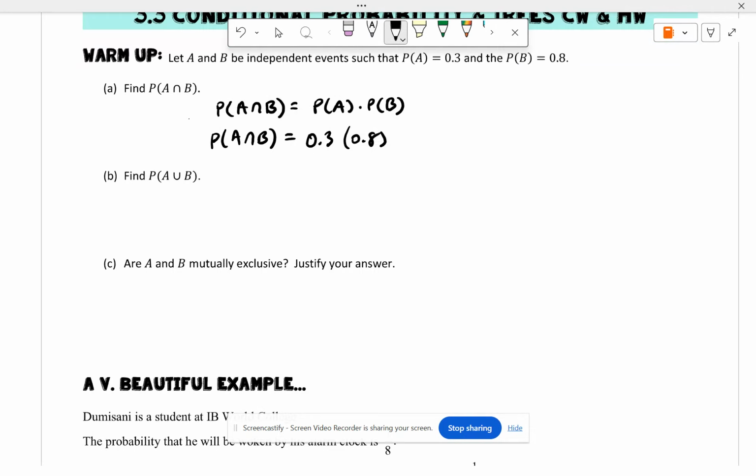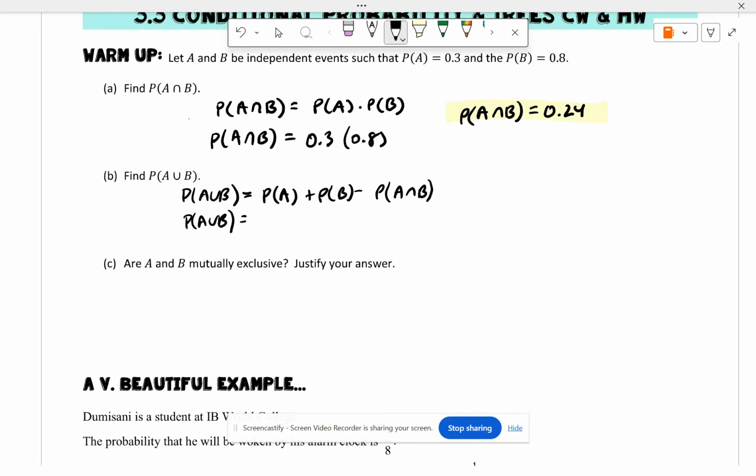All right, folks, what did you get? Yay. Okay. Next, find the probability of A or B. You're going to use the formula, right? Okay. So this guy is going to be A, which was 0.3, plus 0.8 minus 0.24. And what did anybody in the audience get? Good job. Very well done.